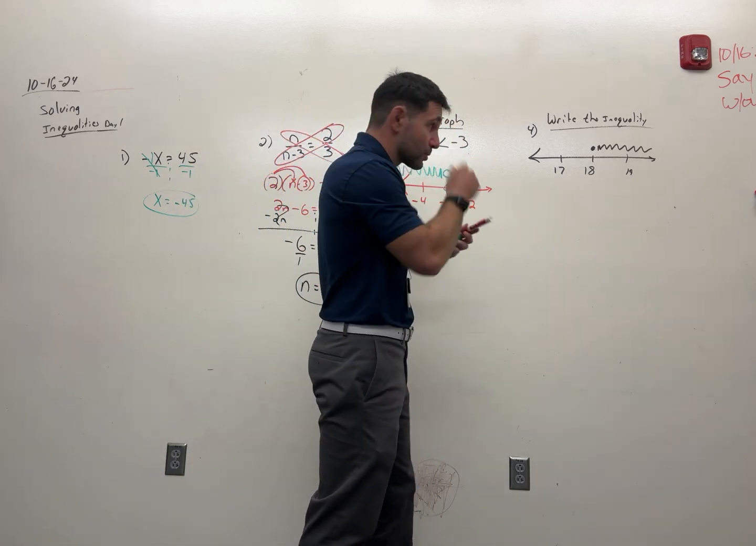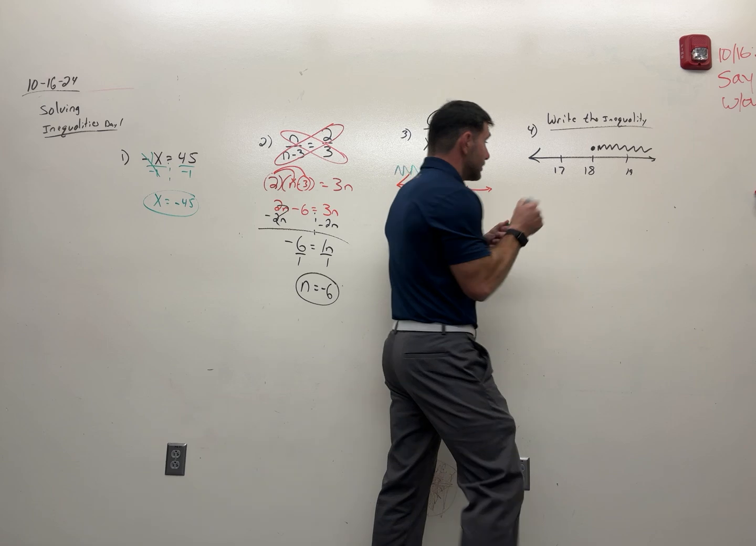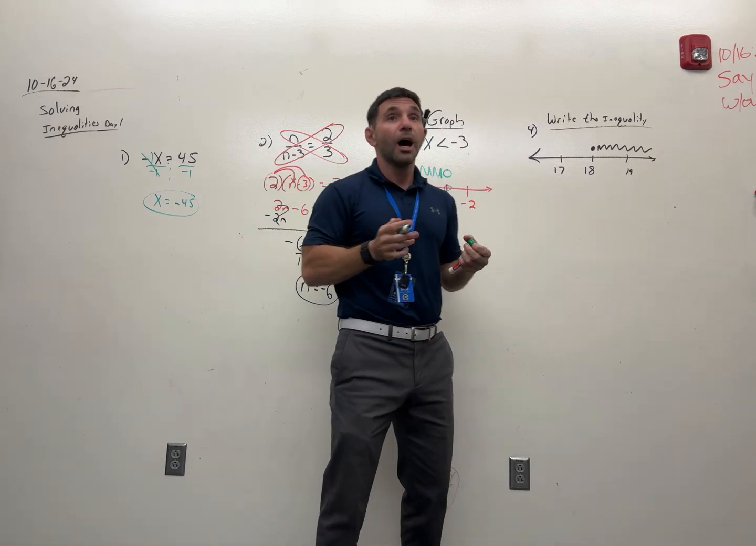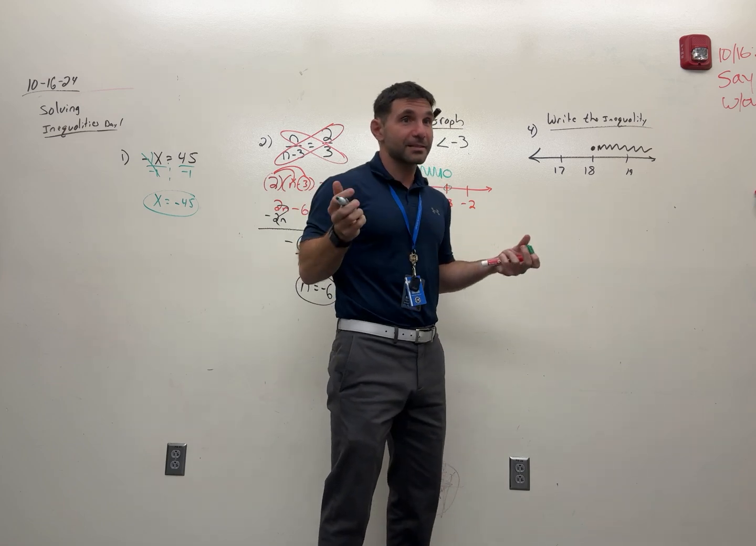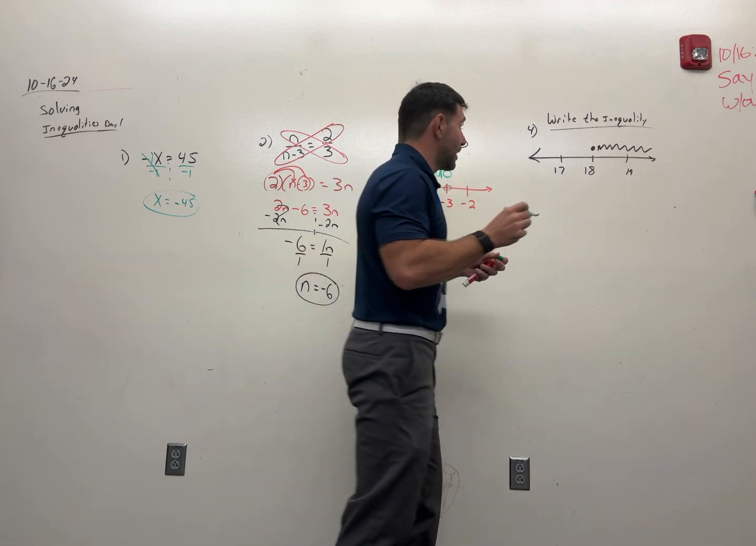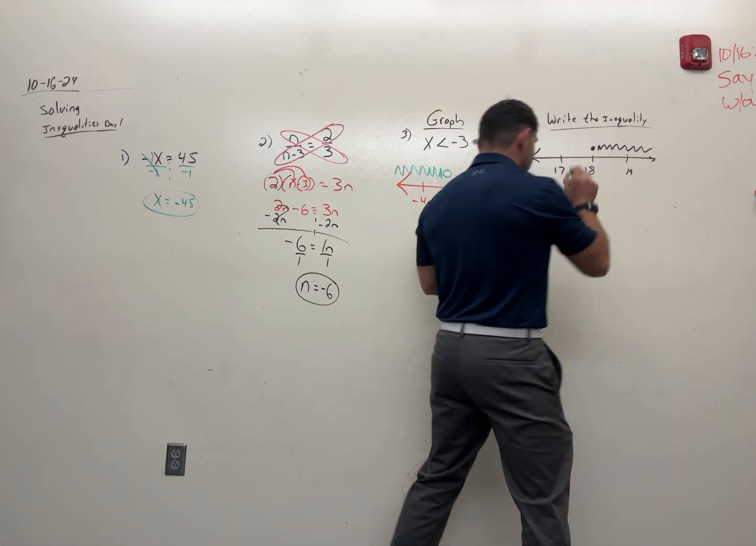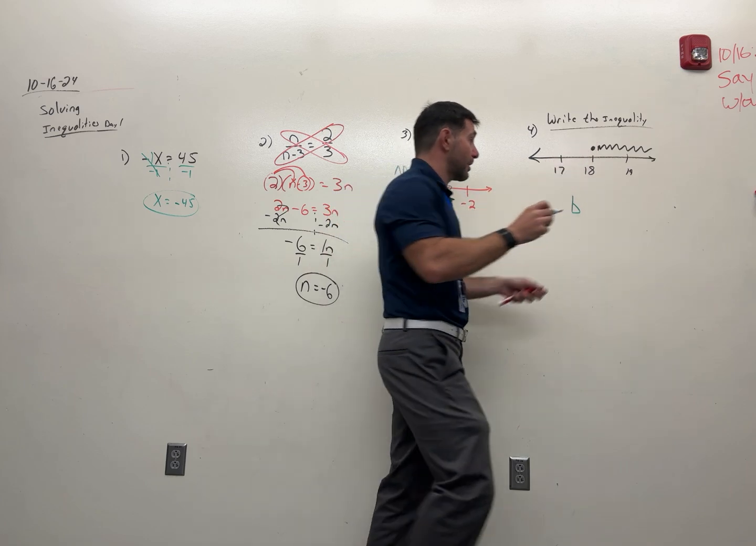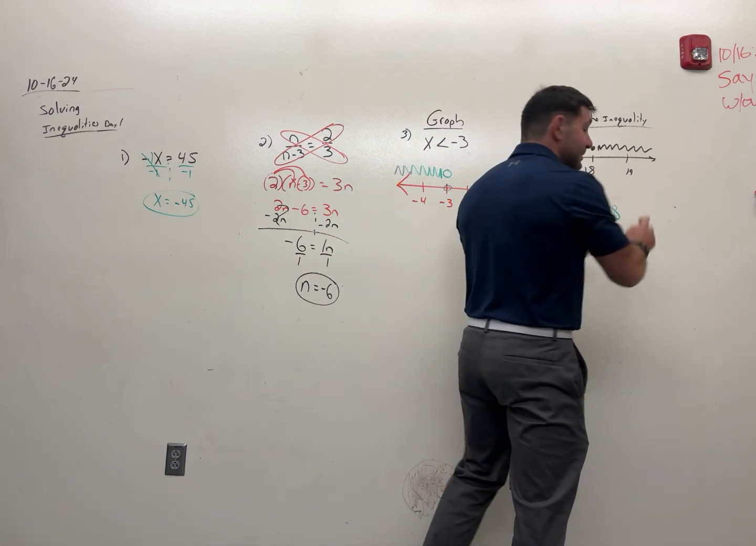Okay, write the inequality. So we know 2 things right away. We know that there is going to be a variable. Can we use any variable? Yes, any variable. Riley, give me a letter. B. There's my B. We know that the number that it's starting off is 18. So I know it's going to be B at 18.